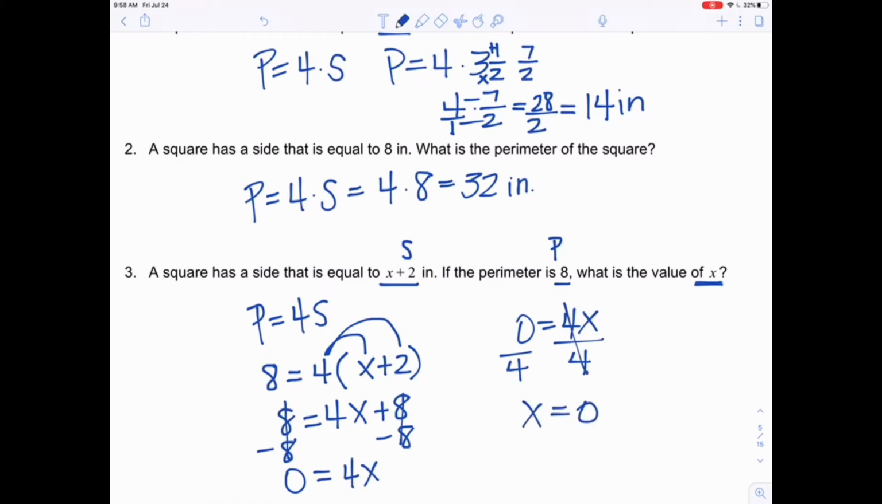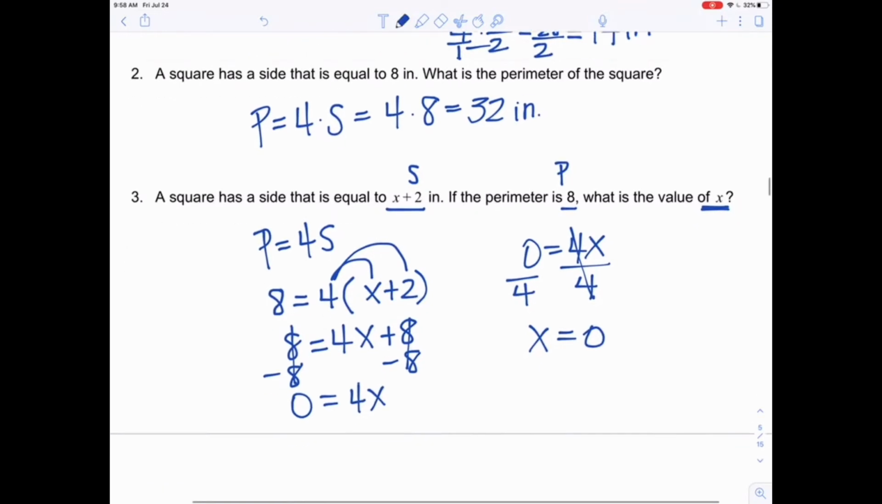x equals 0. Now, is this possible? Yes, it is possible. x can equal 0. x can also equal a negative number. That doesn't matter. What matters is that the length of the side is not 0 and the length of the side is not a negative number. Okay? All right, let's keep going.